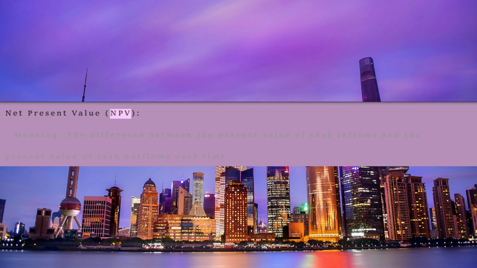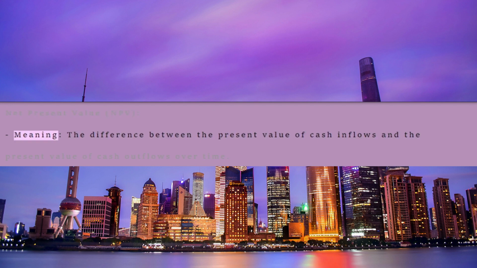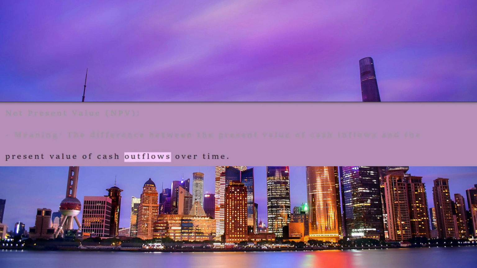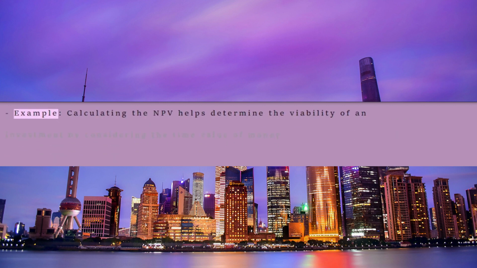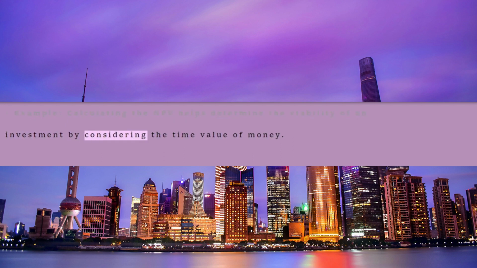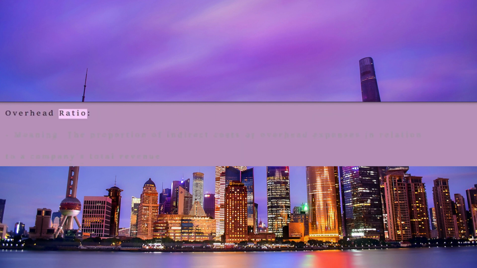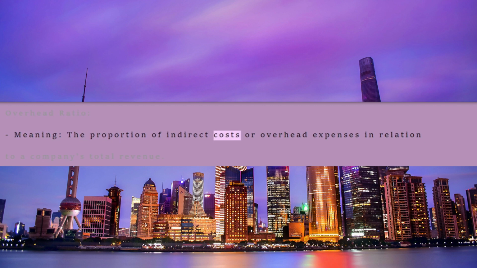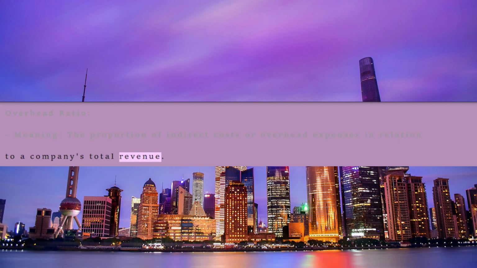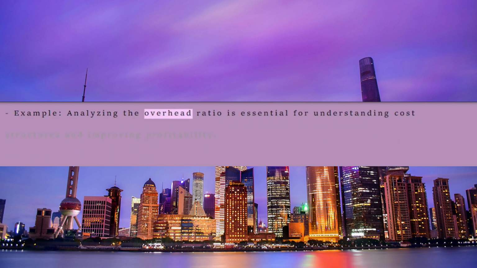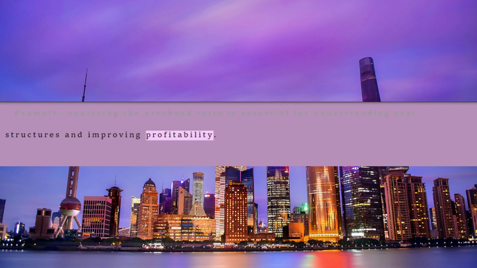Net present value, NPV. Meaning, the difference between the present value of cash inflows and the present value of cash outflows over time. Example, calculating the NPV helps determine the viability of an investment by considering the time value of money. Overhead ratio. Meaning, the proportion of indirect costs or overhead expenses in relation to a company's total revenue. Example, analyzing the overhead ratio is essential for understanding cost structures and improving profitability.